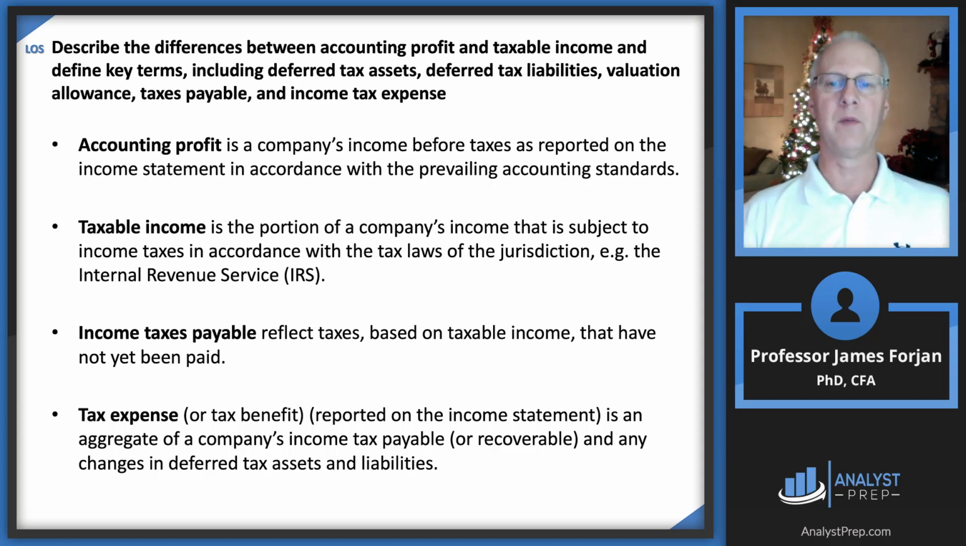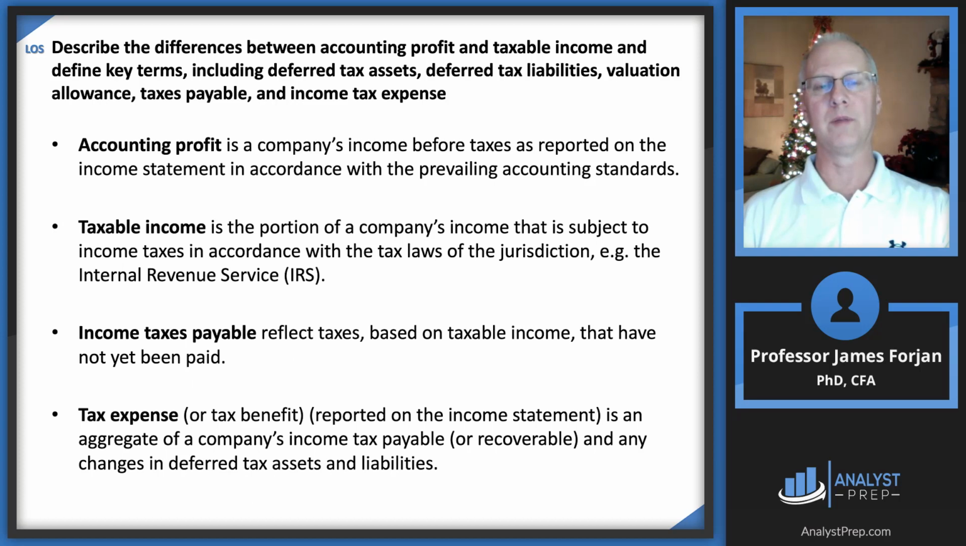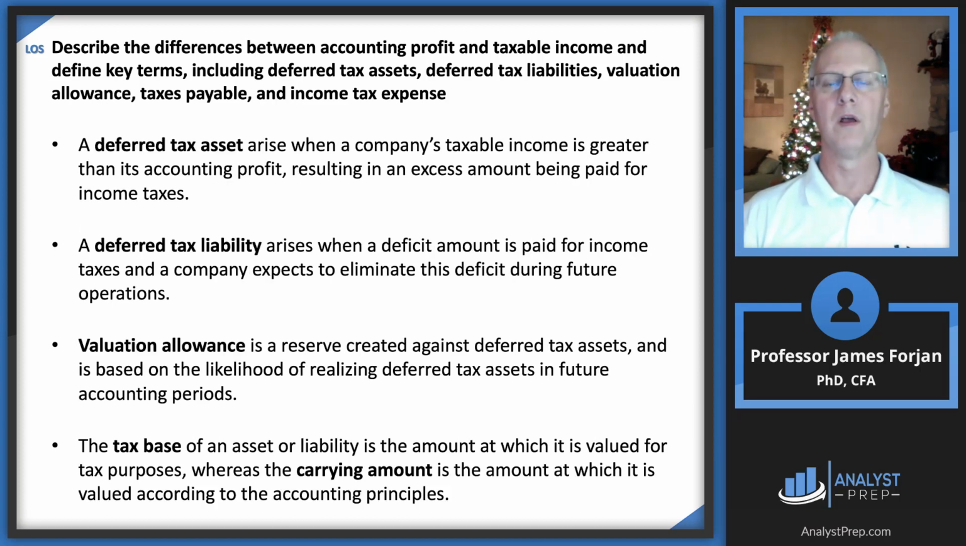All right, so the payable, those are the taxes that have yet to be paid. Tax expense is what shows up on the income statement. Now, here's what happens when accounting profit and taxable income are not the same number, then we have an issue. And we call this thing either a deferred tax asset or a deferred tax liability.